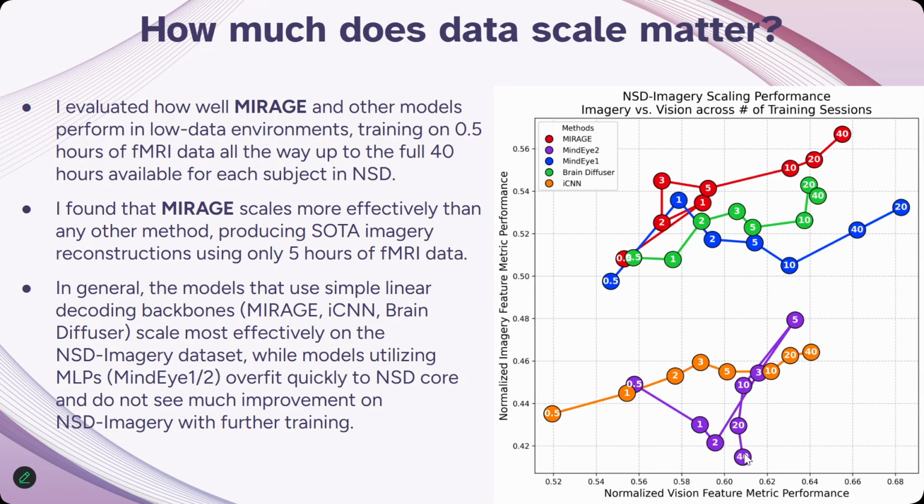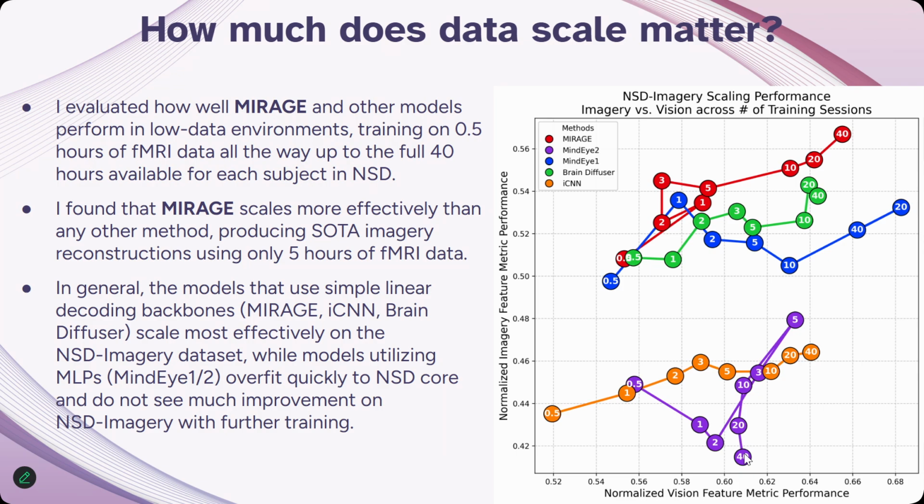The number of hours is the number in the little circle. So they're generally connected in order, but the number of hours is not on either of the axes. The axes are vision and imagery performance. So yeah, what we see for MindEye 2 is that it plummets. For MindEye 1, which is the blue dots, it bounces up and then only goes over to the right, in the sense that as you add more vision training data, you only get better on vision, not imagery.